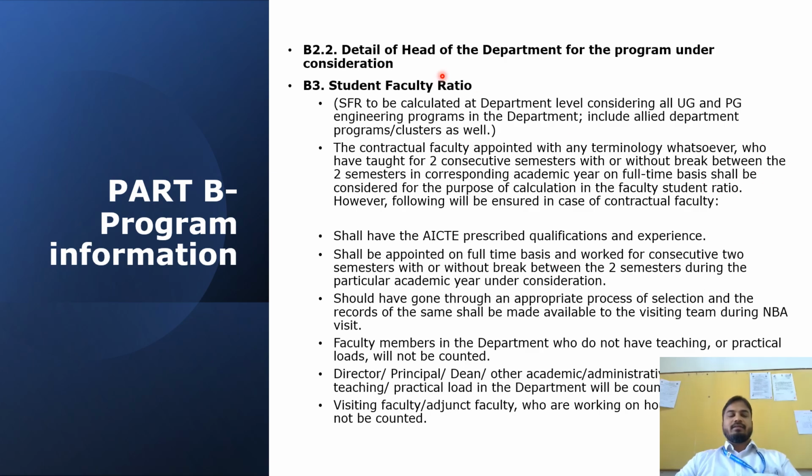Again, the part that continues for part B, which was there in the previous format as well, like details of the head of the department for the program under consideration, and student faculty ratio in the new format. This part I have discussed in my previous video, on how to calculate the SFR with respect to allied branches or cluster departments which are going for accreditation. Both have to be taken into consideration and then the SFR has to be calculated.